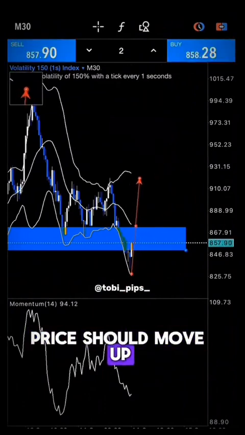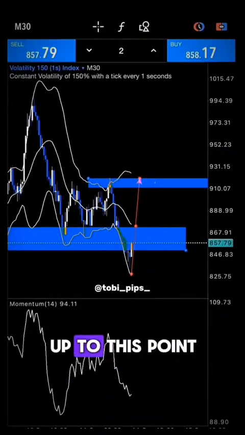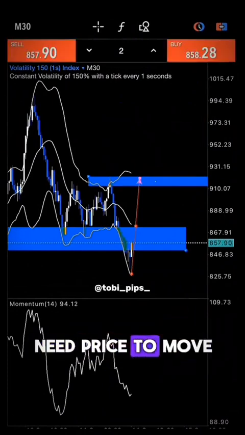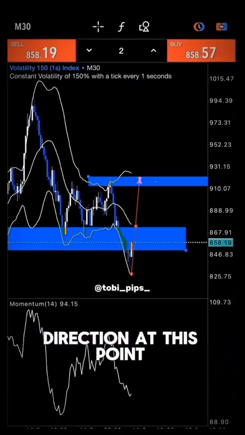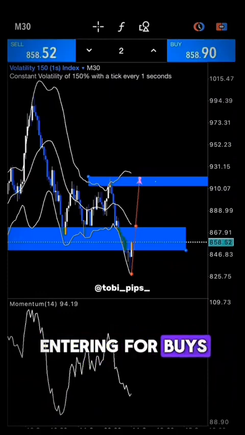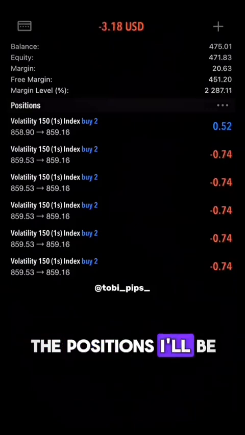Price should move up towards this area right here. So price should get up to this point. Now I don't really need price to move completely to that point. I just need to know the overall market direction. At this point right here, I'll be entering for buys. I'll take up some buy positions. So these are all the positions I'll be working with.